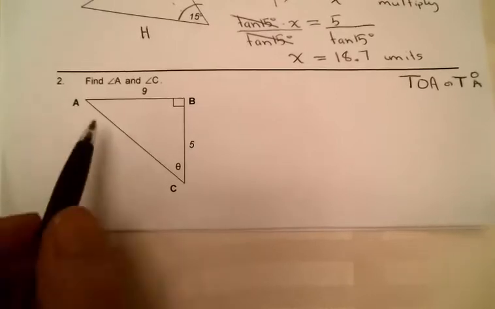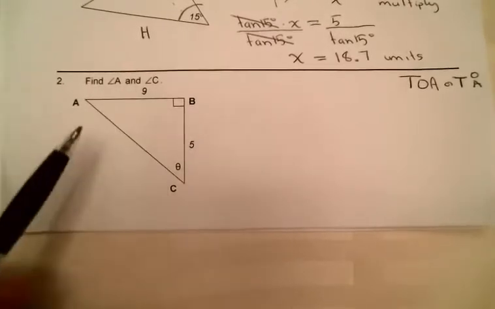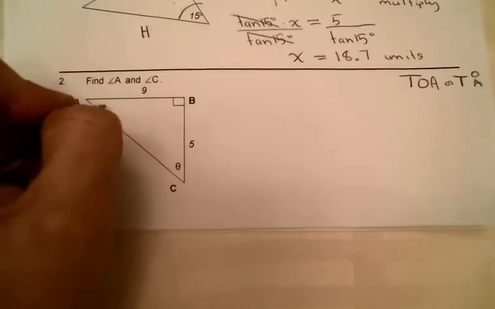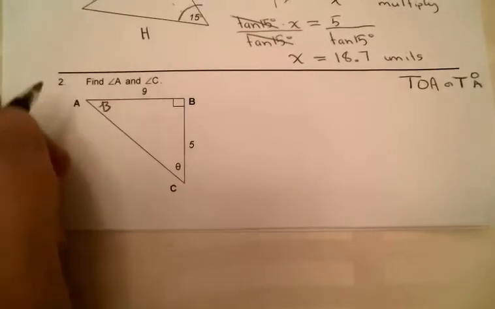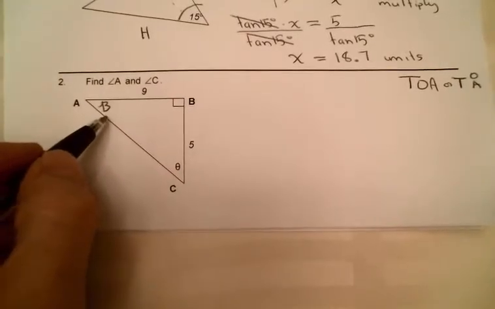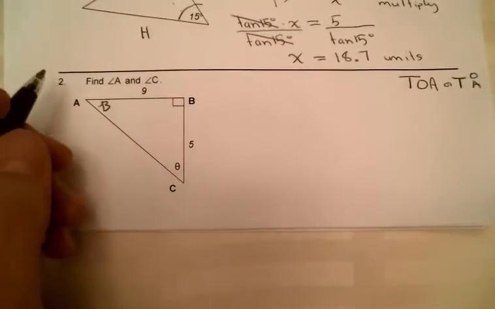Example 2 wants you to find angle A and angle C. So it looks like angle C is actually theta. You could make angle A beta. Sometimes we just call it angle A. Sometimes we actually use a Greek variable like beta. Or there's others too. We saw alpha not long ago.